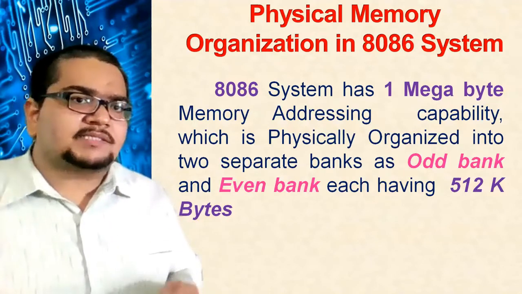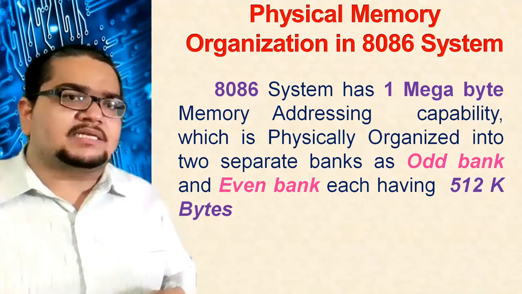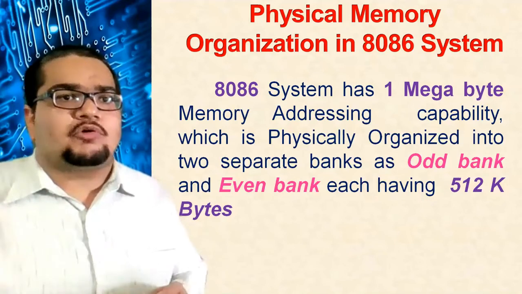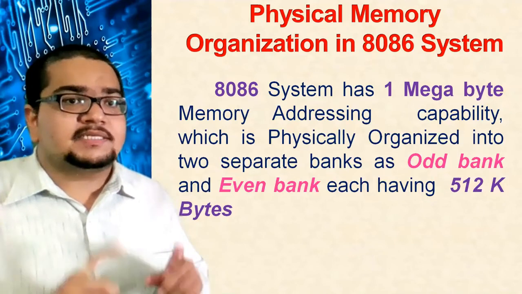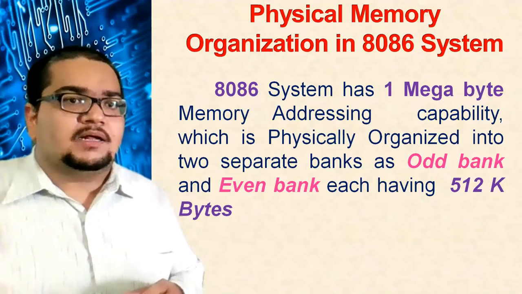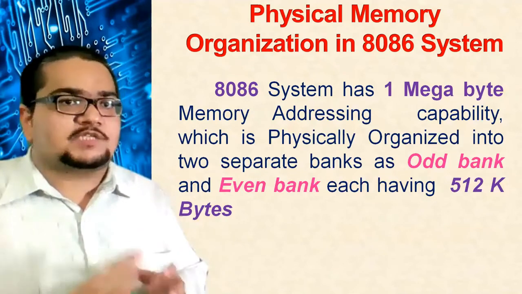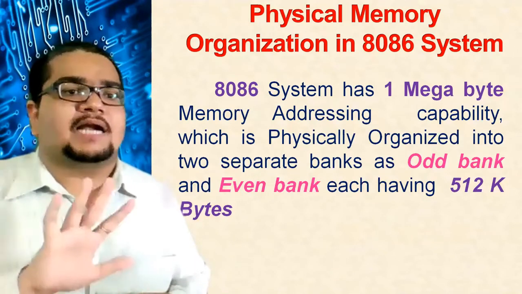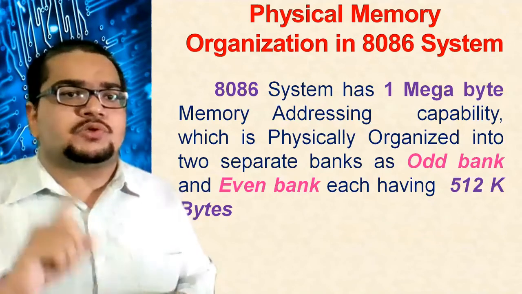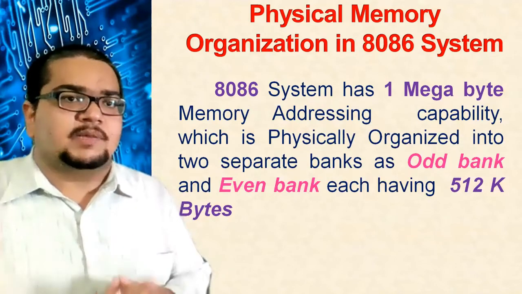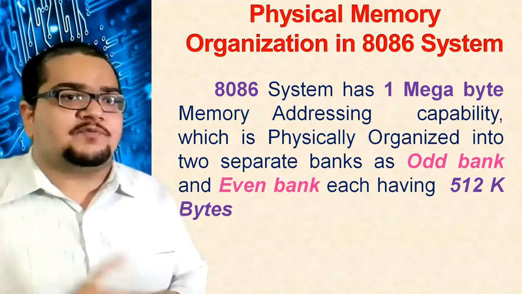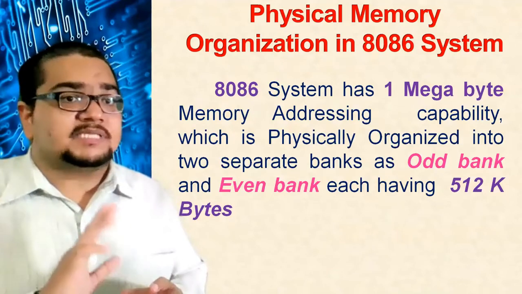And why these banks, in what way can we understand these banks? See, we have talked about addresses. Addresses in hexadecimal specifically, 20 bits represented in hexadecimal as 5 digits. So the starting address will be 00000, 5 zeros in hexadecimal, and the last address will be FFFFF, 5 times F.